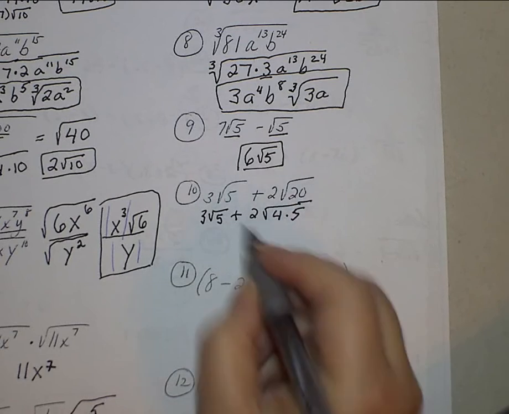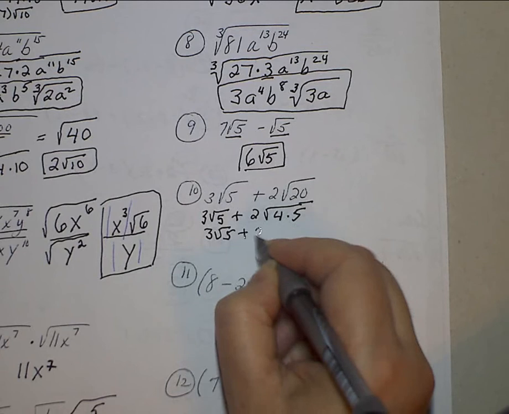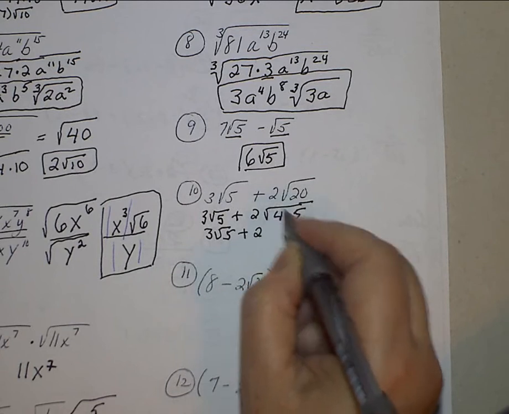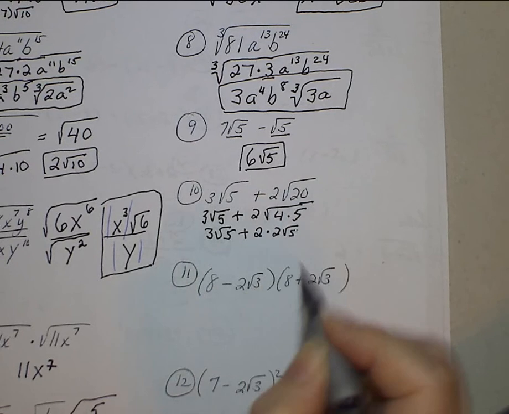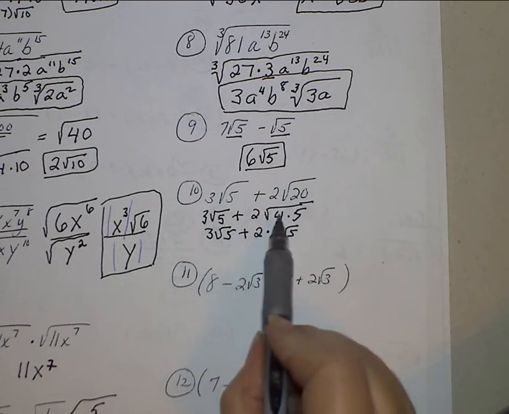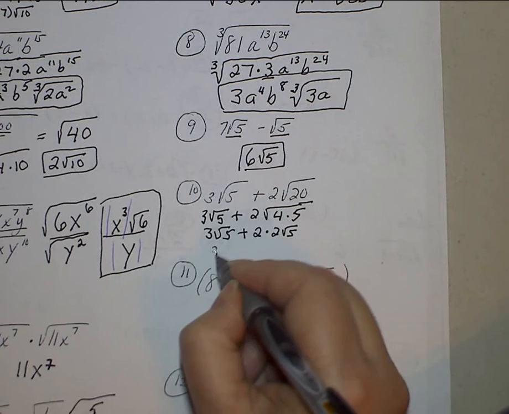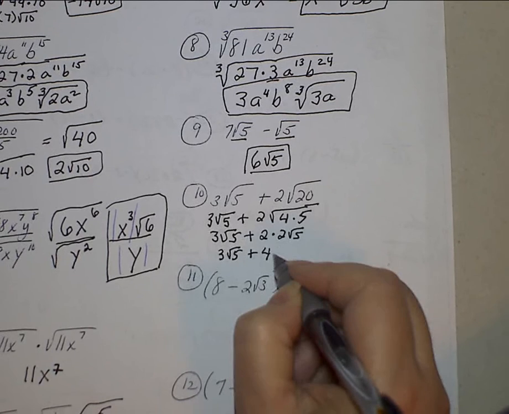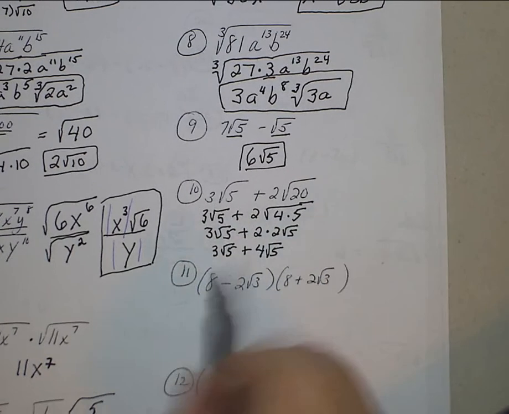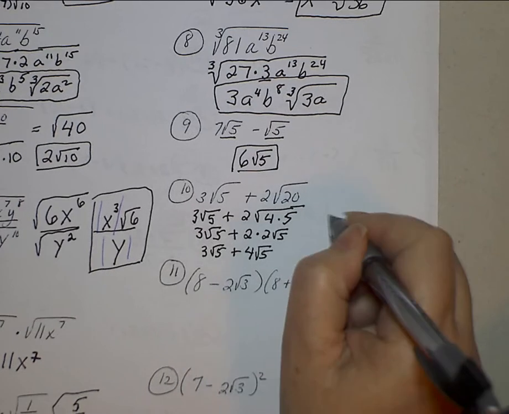So we have 3 square roots of 5 plus 2. The square root of 4 is 2 square roots of 5. And remember, when it's next to each other, that means multiplying. That's why these are being multiplied. So we have 3 square roots of 5 plus 4 square roots of 5. 3 and 4 is 7. So our final answer will be 7 square roots of 5.